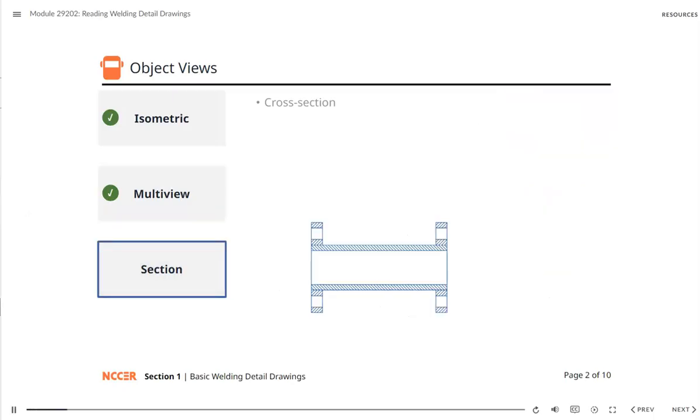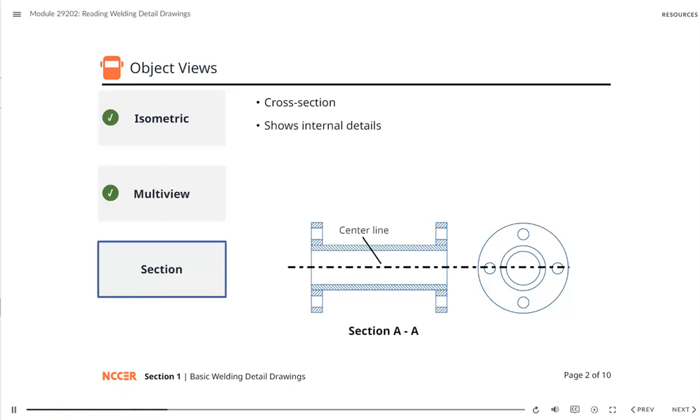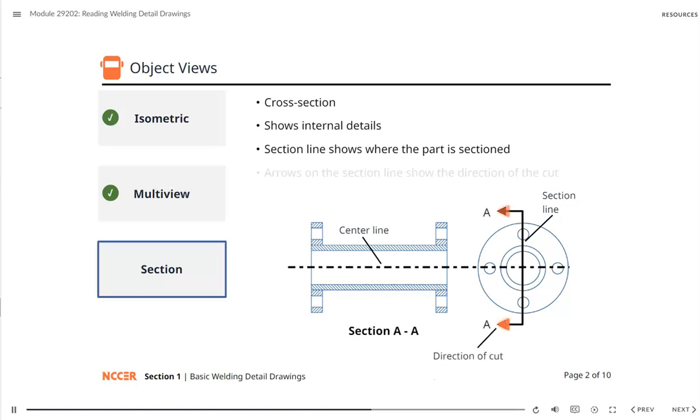A section or cross-section view of an object shows the internal details that you don't usually see. A section line on the whole view of the object shows where the part has been cut or sectioned. Arrows on the section line show the direction the cut is being viewed. If there are multiple section views, they are labeled with different letters.